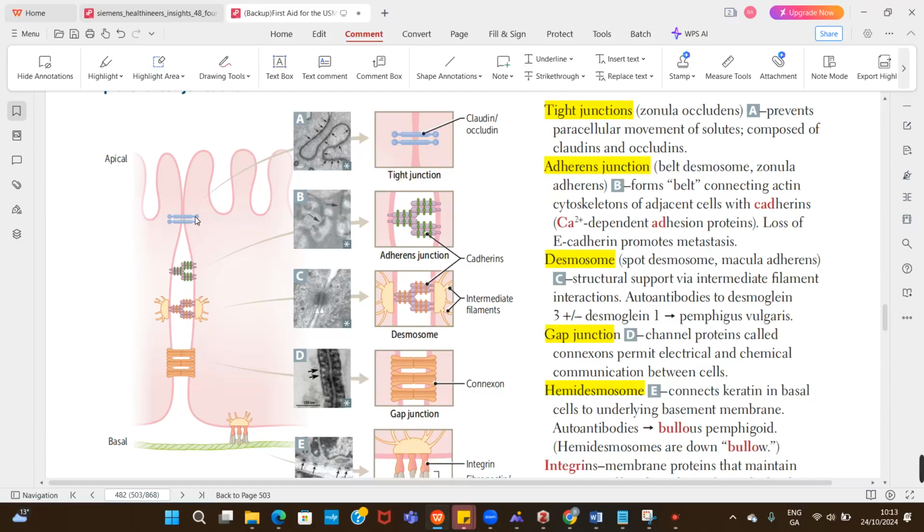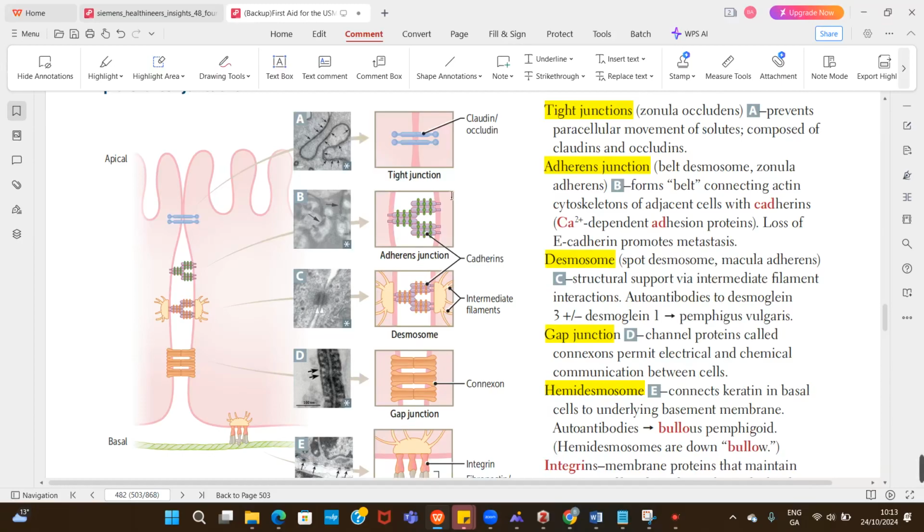And what they do is to prevent paracellular movement of solutes. So they don't allow solutes like glucose, amino acid to be moving uncontrollably. So that is what your tight junction is doing. And the protein involved in mediating that junction is what you call your claudins and your occludins.